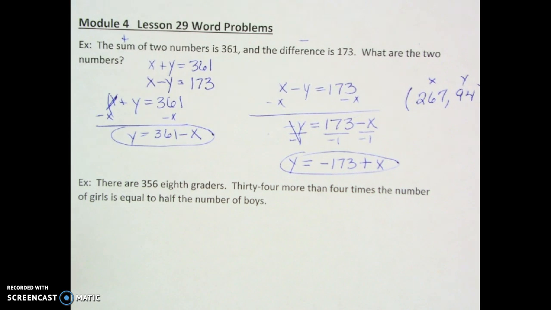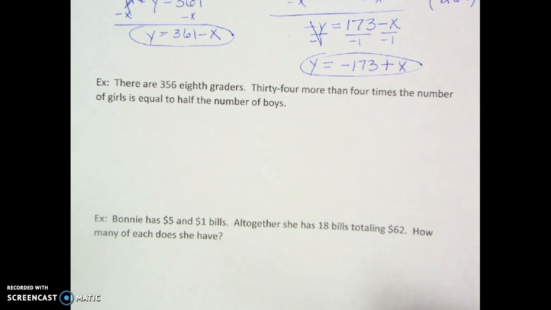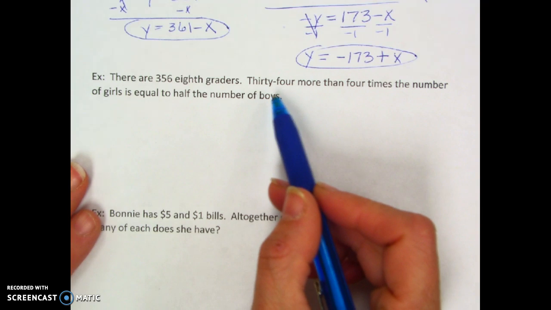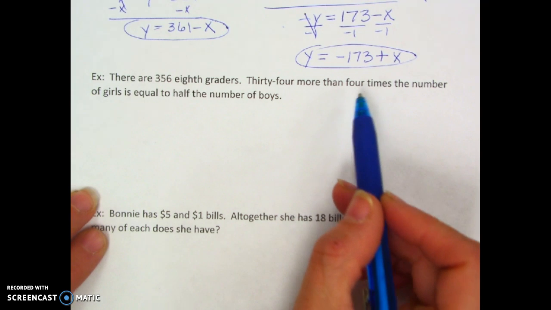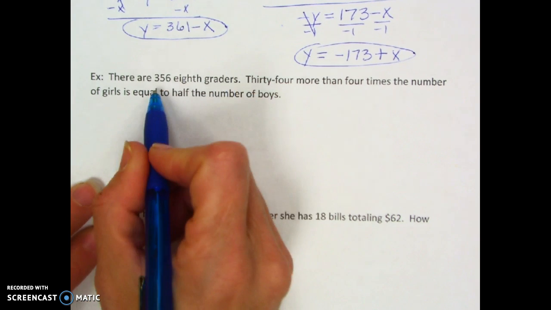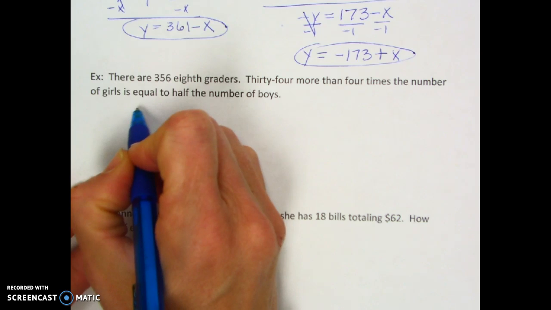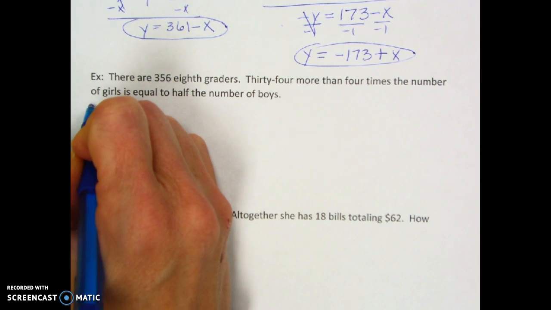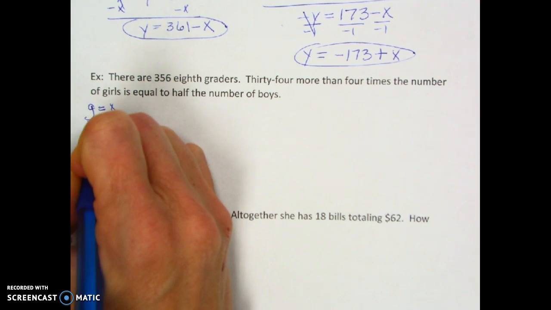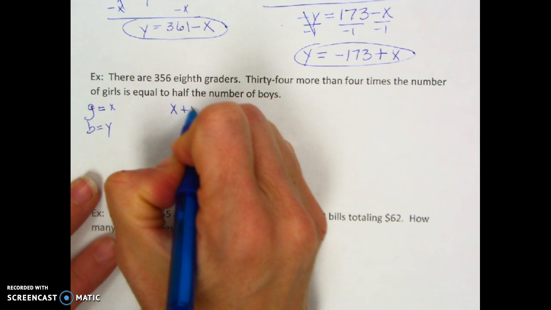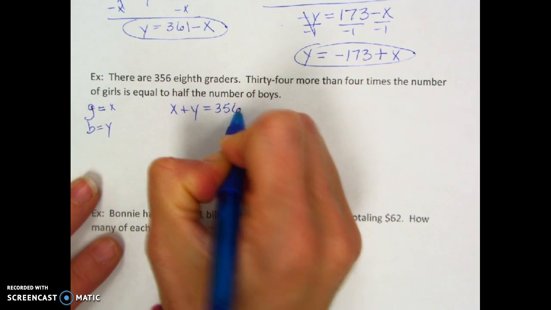All right, our next problem says there are 356 eighth graders. Obviously some are boys, some are girls. 34 more than 4 times the number of girls is equal to half the number of boys. So if we know there's some girls and some boys, we could say G plus B. I think what I'm going to do is identify girls as X and boys as Y. And we can say X plus Y equals 356.